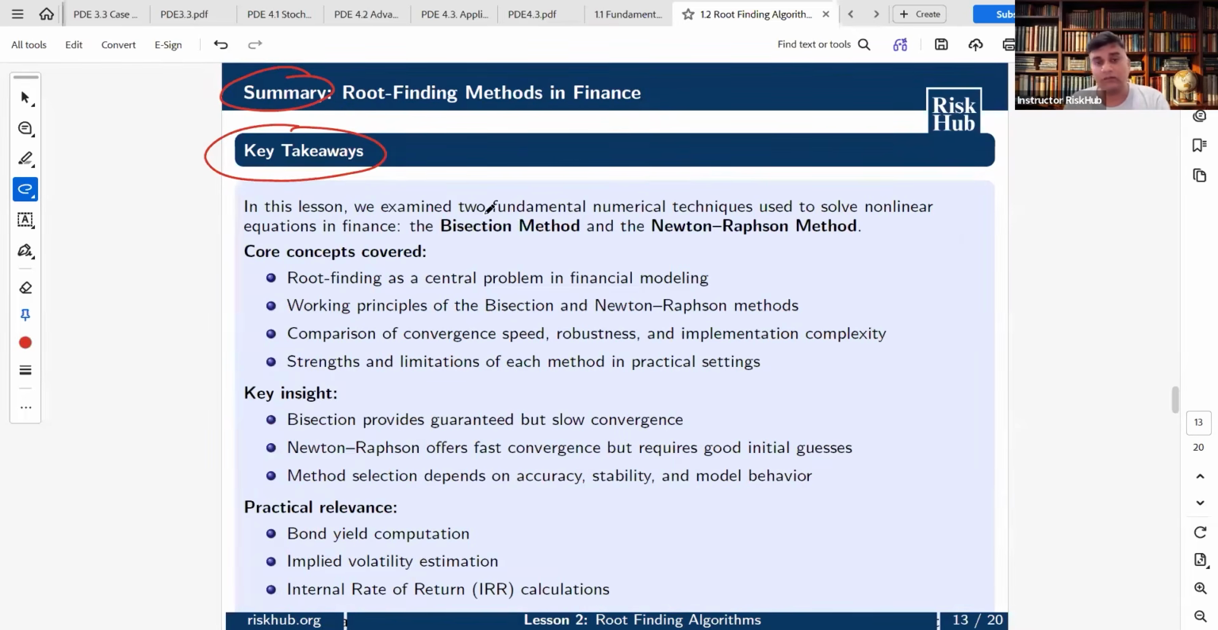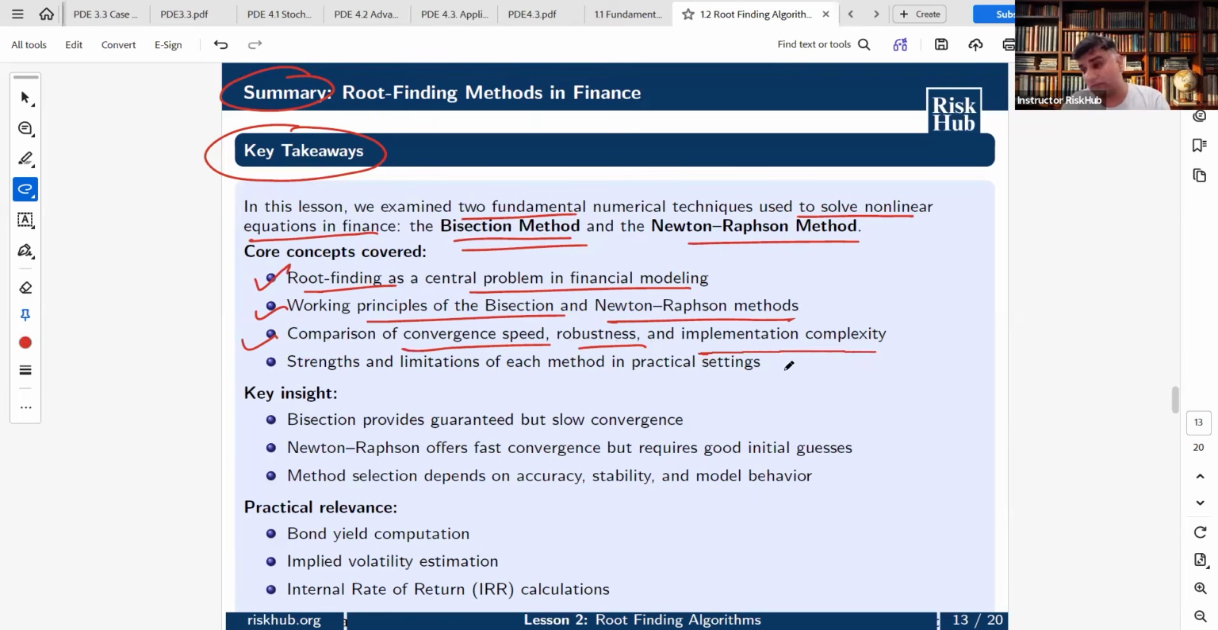In this lesson, we examine two fundamental numerical methods used to solve nonlinear equations in finance: the Bisection Method and the Newton-Raphson Method. Core concept used: root finding is a central problem in financial modeling. We worked problems for the Bisection and Newton-Raphson Methods, and compared convergence speed, robustness, and implementation complexity, with the strengths and limitations of each method in practical settings. The insight is Bisection provides guaranteed but slow convergence. Newton-Raphson offers fast convergence but requires good initial guesses. Method selection depends on accuracy, stability, and model behavior.